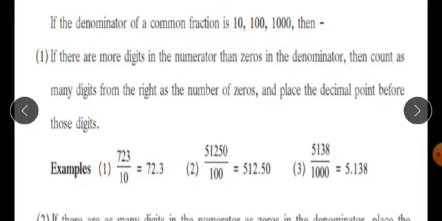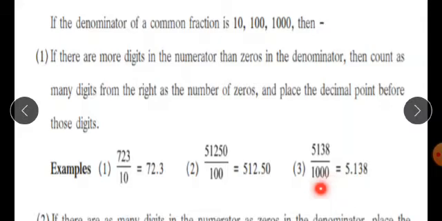Now, next number is 51,250 upon 100. Again, the number of digits are more than number of zeros in the denominator. Therefore, again start counting from right of 0. Therefore, 1 and 2. And therefore, decimal point comes after 2. And we have to read this decimal fraction as 512.50.